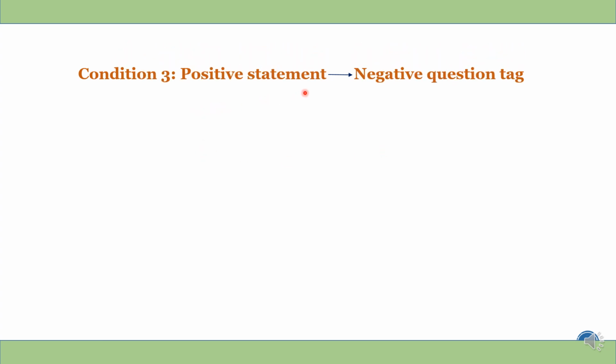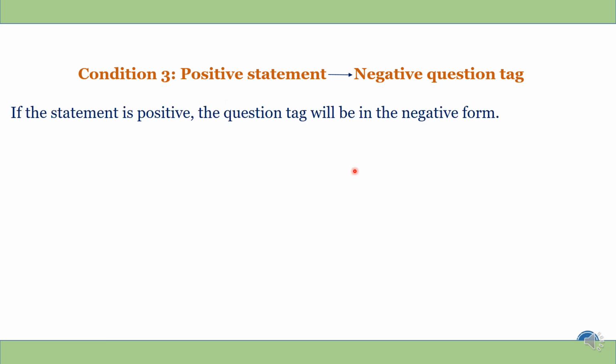Next rule is positive statement to negative question tag. So, what do you mean by that? Let us study. If the statement is positive, the question tag will be in the negative form. See here, she is a pilot. Now, this is a positive statement, right? She is a pilot. But the question tag will be in the negative form, isn't she? The question tag is in the negative form.